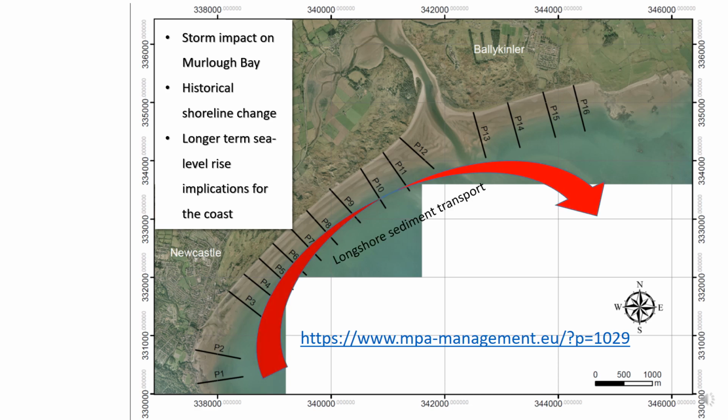Effectively, this site has undergone longshore sediment transport historically in the last 50 or 60 years. So sand has been losing its volumes from the Newcastle area, and with longshore sediment transport, it's being pushed down towards Ballykinler. What this project is going to look at is how much of that has happened over the years, where it is happening, and how much it's likely to happen in the future. And with these results, we're able to better advise the management on this site.